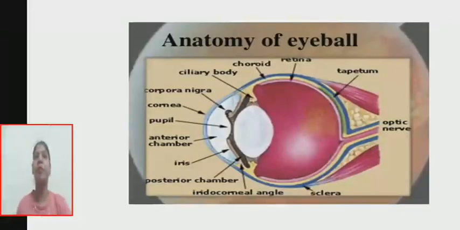Now, anatomy of the eye. The posterior layer of the eye is the retina. Anterior to posterior, anteriorly there are the cornea, pupil, iris, lens, and vitreous humor, and the layers are the choroid, retina, and lastly the optic nerve. Now today I discuss only the retina.